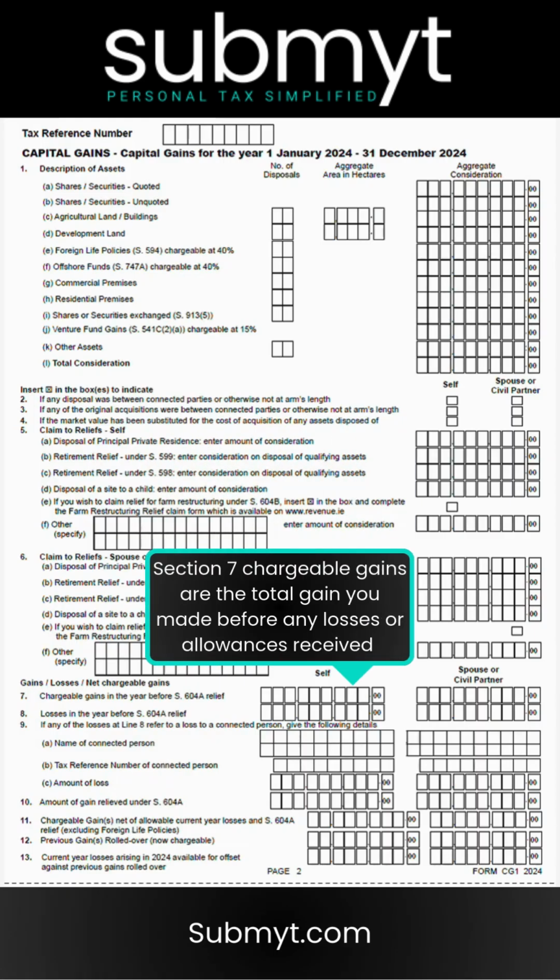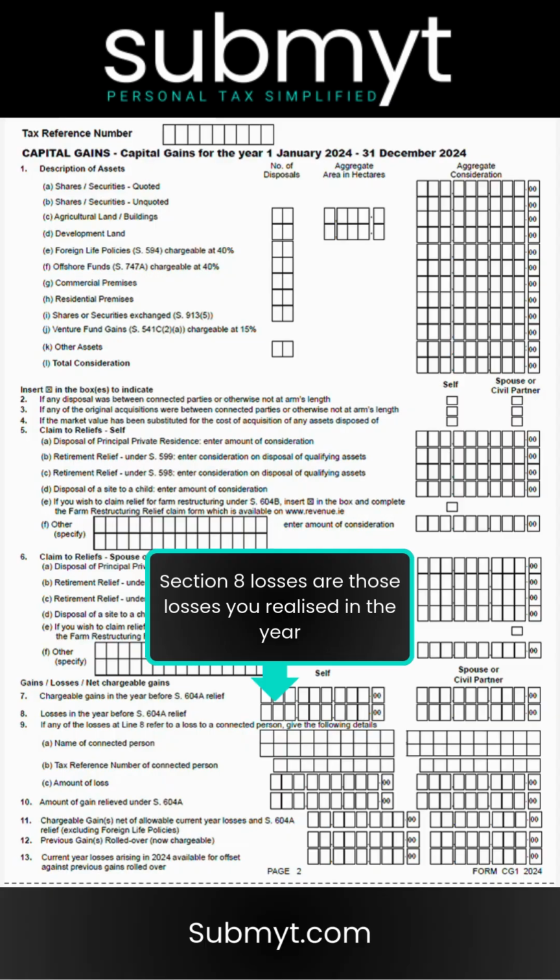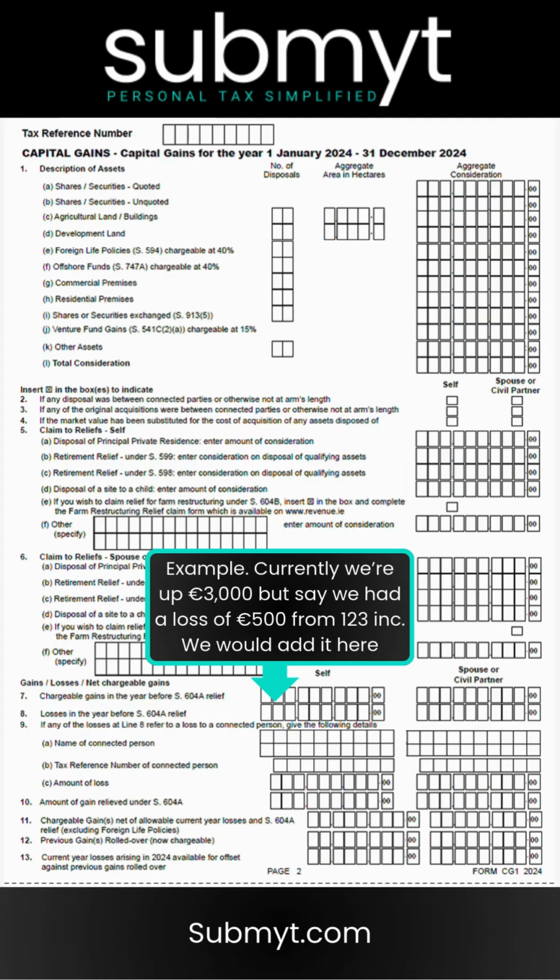Section 7 looks at chargeable gains. That's the total gain you made before any losses are factored in. So we basically take, if you have that 4,500 example, but it cost 1,500 to acquire that, then you enter 3,000 into that box. Section 8, look at the losses that you realise. So imagine we had a third stock where we made a €500 loss from 123 Inc. We would enter that €500 loss into that particular box.